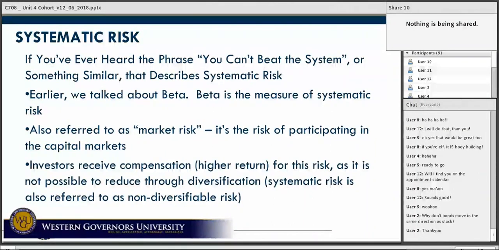So this is what investors receive compensation for. This is why investing in equities returns higher than investing in debt, because you're putting your money into the stock market, which is inherently risky. Whereas unsystematic risk, the idea of having our concentrated portfolio, you do not receive compensation for that because you could go ahead and diversify that portfolio and you'd be fine.